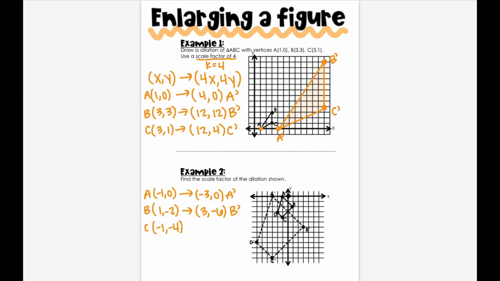Let's keep going with point C. That's at the point -1, -4, and C prime is at the point -3, -12. And finally, for point D, -2, -3, and D prime is at -6, -9.